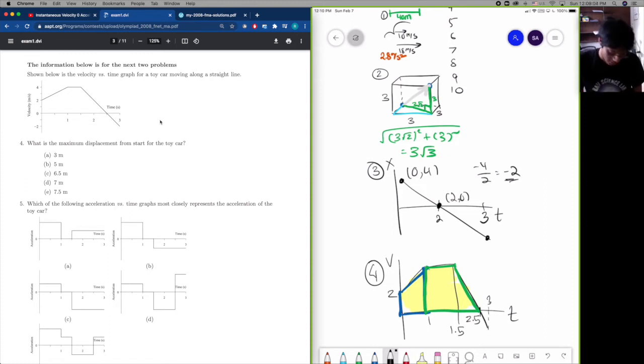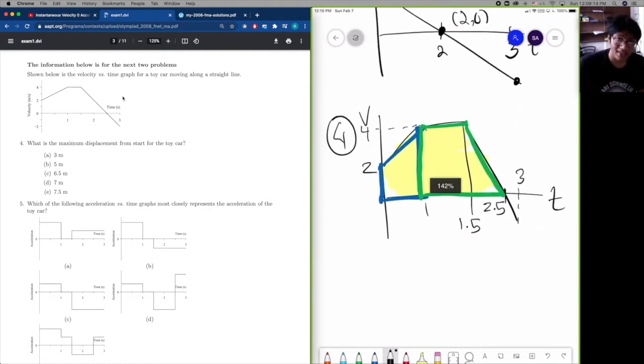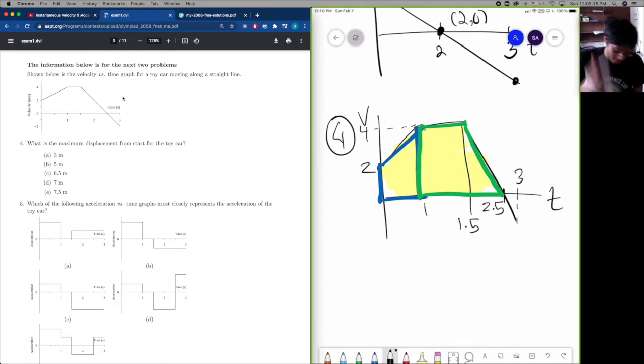Okay, we're almost there. Do we need any other information? Yes, we do. We need the maximum velocity, which turns out to be 4 meters per second. And now we finally have enough information to calculate the total displacement. So let's go ahead and do that.